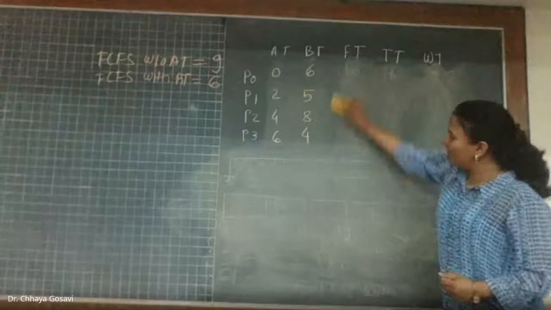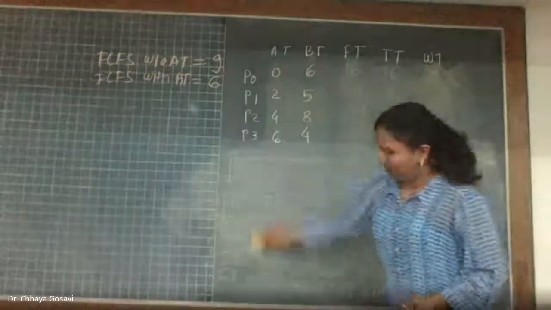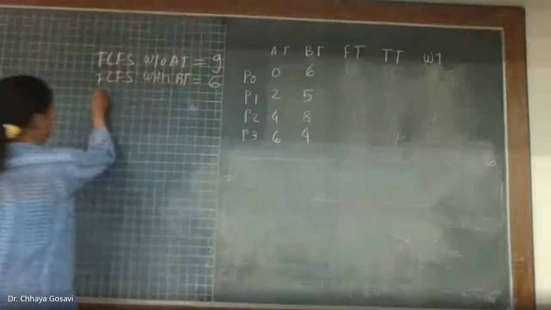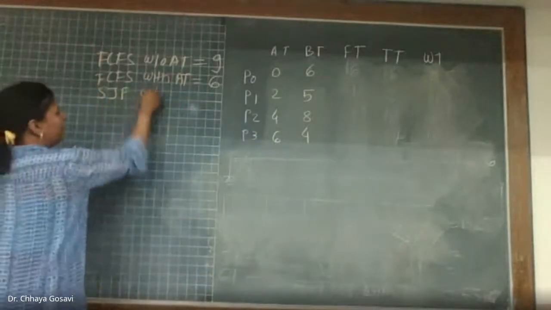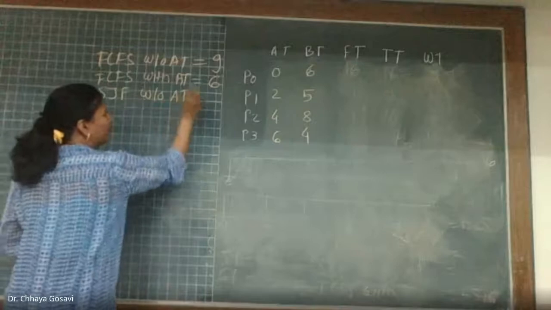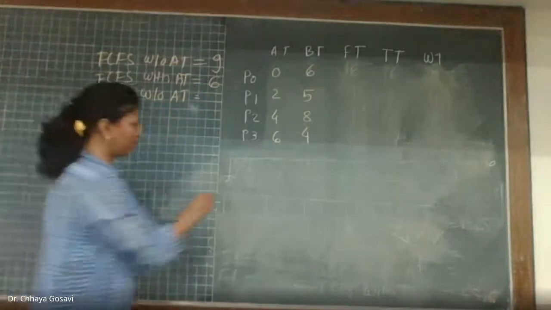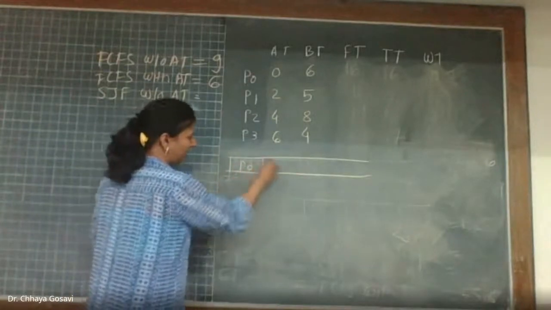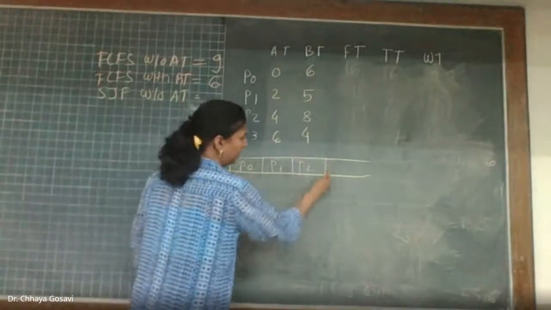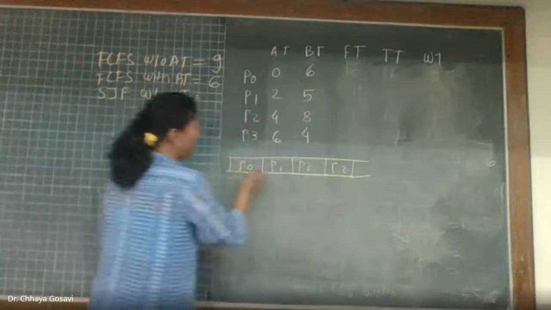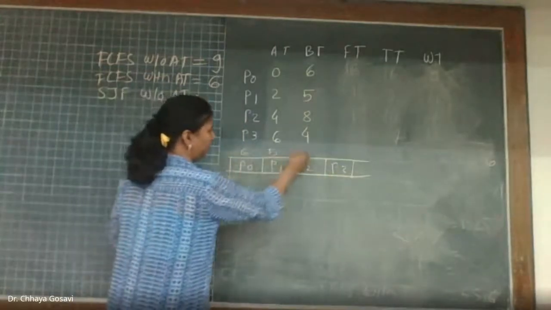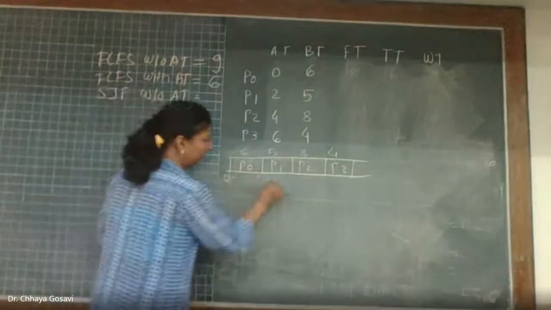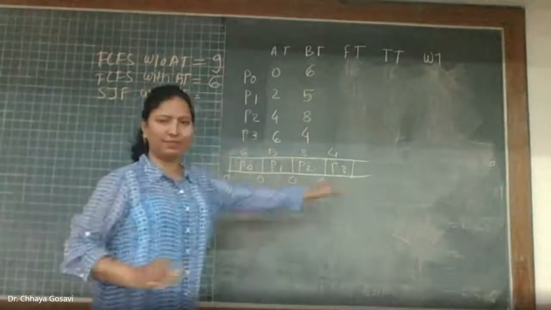I hope it is visible. Next is shortest job first without arrival time. So in this case, all the processes arrived at the same time in the ready queue with their burst times 6, 5, 8, and 4. Assume that all the processes arrived at time 0, but in this sequence.